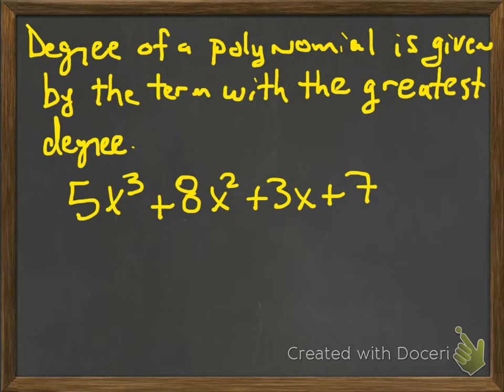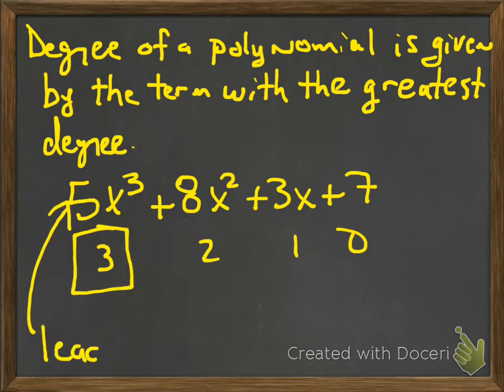Looking at that, let's do this individually. What's the degree of the very first term? What's the degree of the first monomial? 5x cubed. 3. What's the degree of the second one? 2. Then 1 and 0. Okay. Then obviously the 3, since that's the biggest one, is the degree of the whole polynomial.